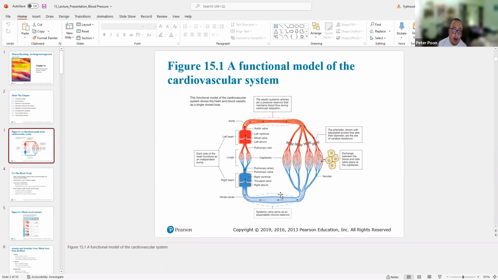One of the things I want you guys to think about as we talk through this is the arteries and the veins being very different. The arteries are going to be a pressure reservoir. They're going to withstand pressure, and they're going to adjust to pressure. The veins are going to be a volume reservoir. Most of your blood is actually in your veins.